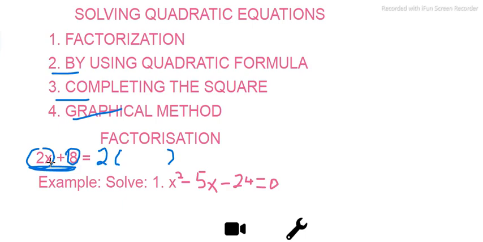When we remove 2 from here, what are we left with? We are left with x. Then our sign is plus. Then when you divide 8 by 2, that will give us 4. So what we have done here is factorization. We have introduced a bracket. It is the same thing we want to apply in this.